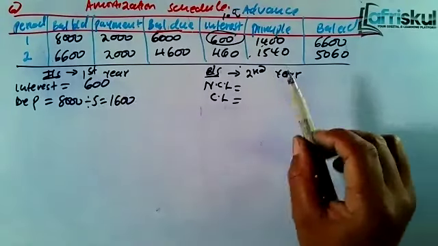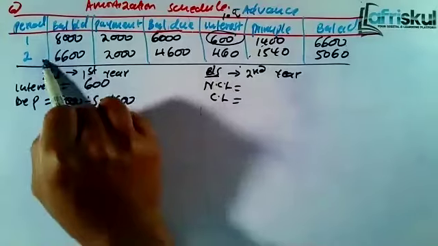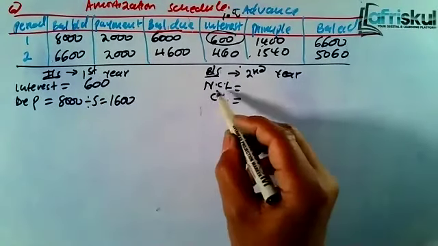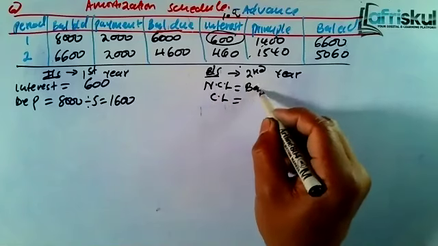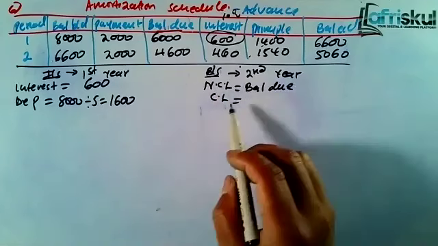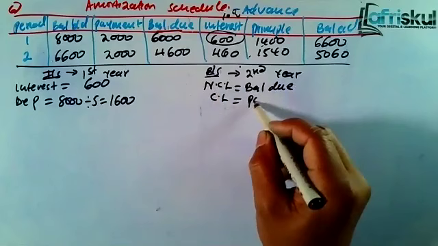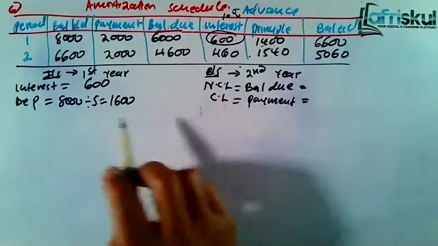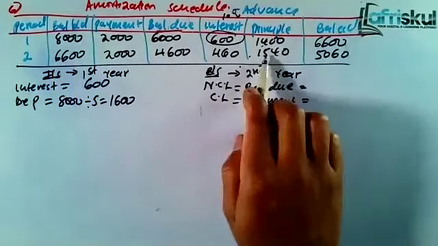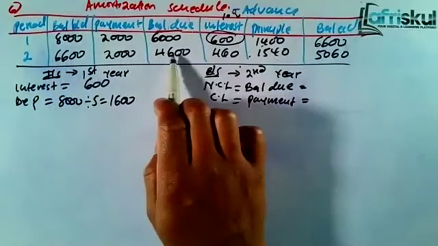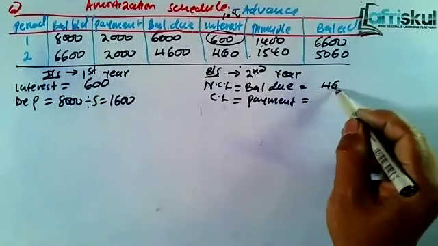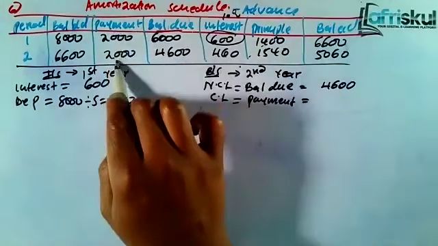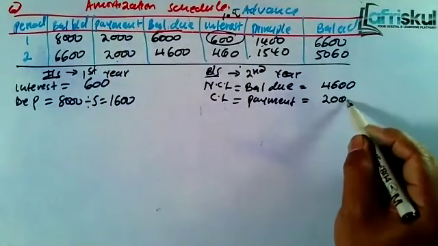Let's go to the balance sheet. We said to the balance sheet, you focus on the second year, this one. Now, when you are paying in advance, what do you take to the non-current liability? You take the balance due. What do you take to the current liability? The payments. That means to the non-current liability, for the second year, you take the balance due, and here the balance due is 4,600. Then, for current liability, you take the payment, and the payment was 2,000.